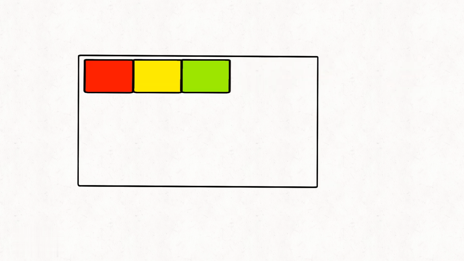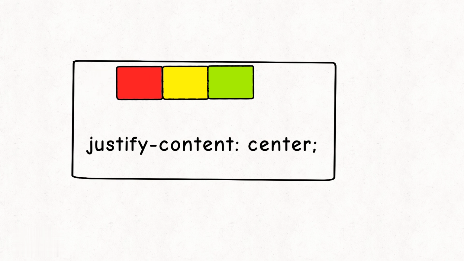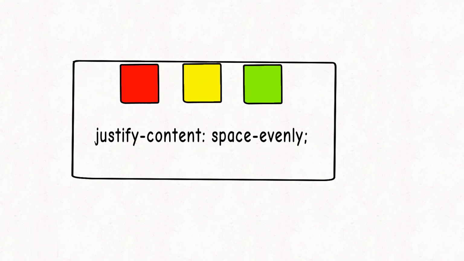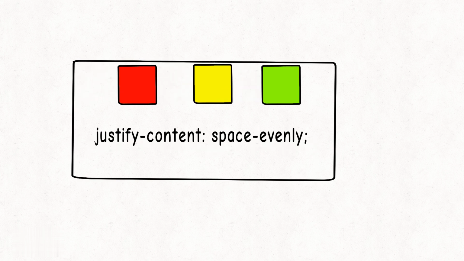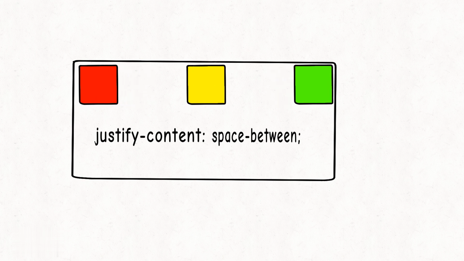You might often want to control how to align the items horizontally. To do this you use the justify content property. By default the item is set to start. You use the justify content center to align the items to the middle, and the space evenly to give equal amount of space between them. And you use space between to maximize the space between the items.